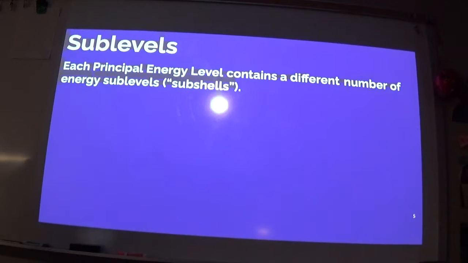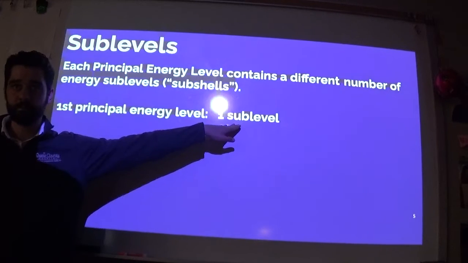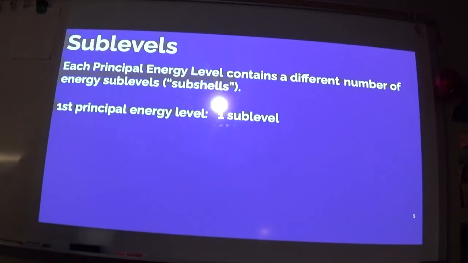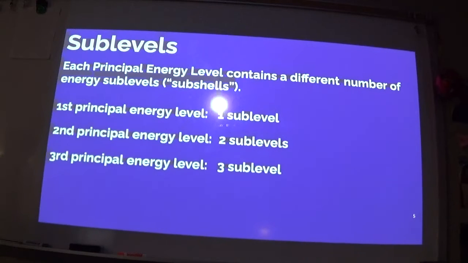This pattern's pretty easy. On the first principal energy level, I only have one sublevel. So on the first floor of my electron hotel, where the electrons are going to live, there's only one hallway. On the second energy level, there are 2 sublevels. How many sublevels do you think are in the third shell? Great guess. It is correct.